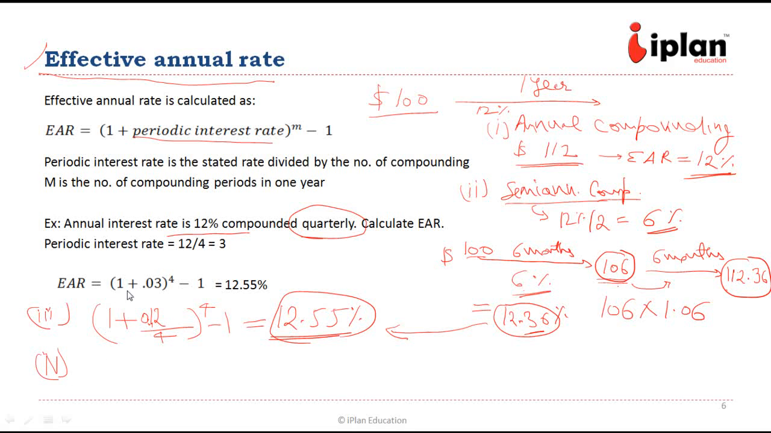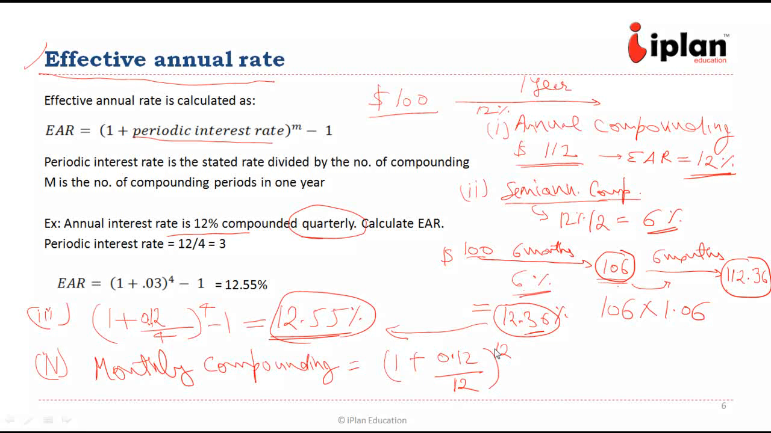Similarly, if we calculate for monthly compounding, the answer will become 1 plus 0.12 divided by 12, because there will be 12 months in a year, to the power 12, because we are compounding 12 times, minus 1. So this will give 12.6825%. So the number is again higher.